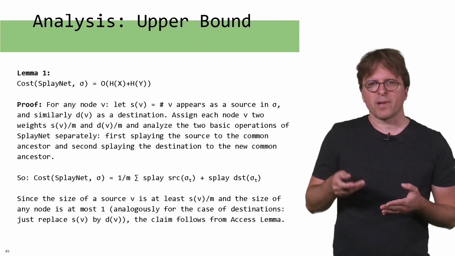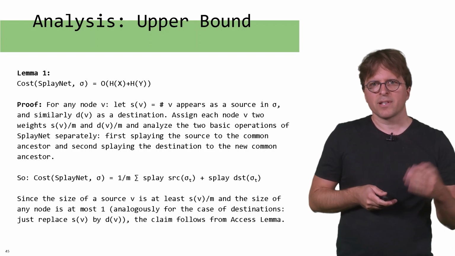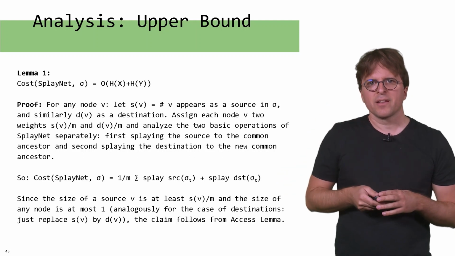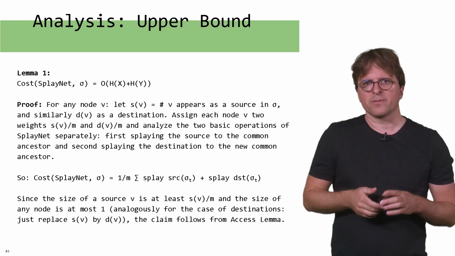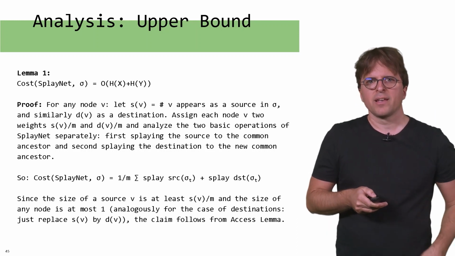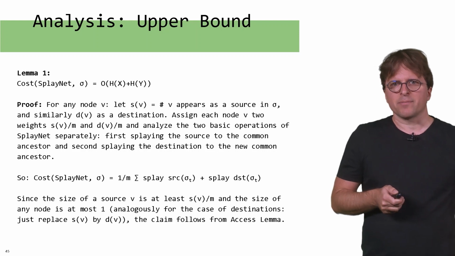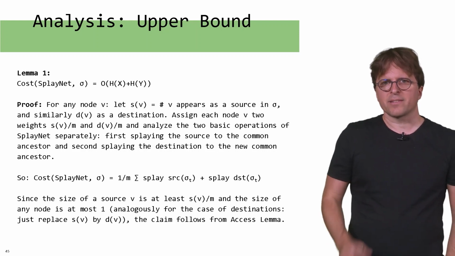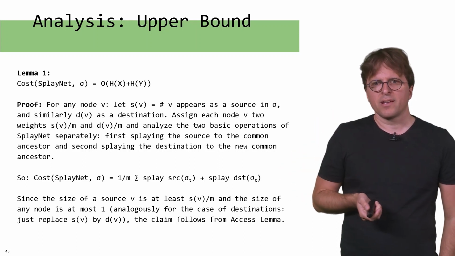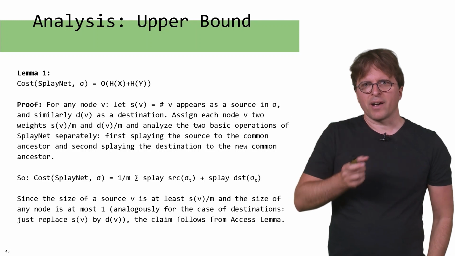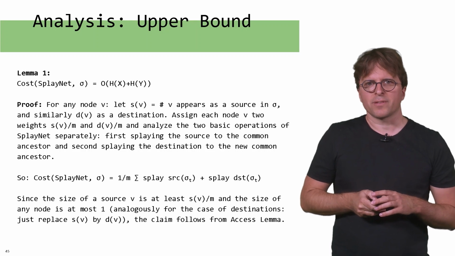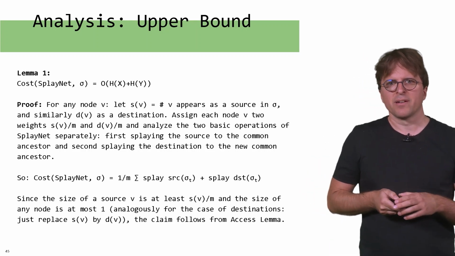First we have a splay operation of the source to the least common ancestor. Then we have a second splay operation where we splay the destination to become the child of the source. That means the cost of the SplayNet is given by the splay operation of the source plus the splay operation of the destination, and we divide this by m, the length of the sequence. That's the amortized cost of the SplayNet for a given sigma.